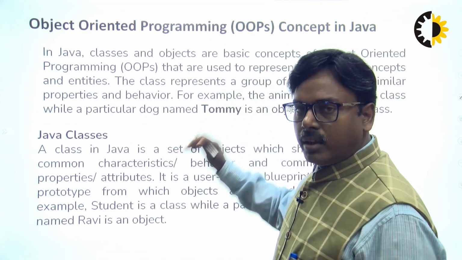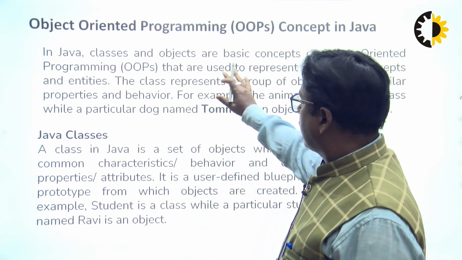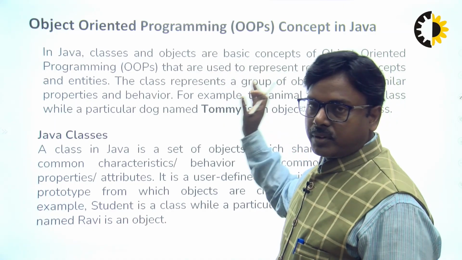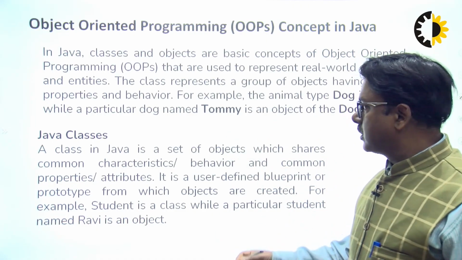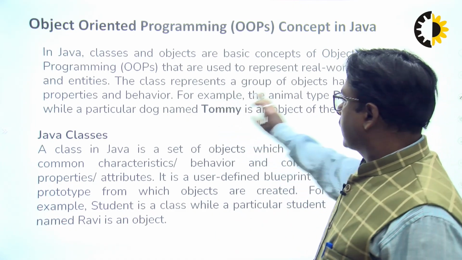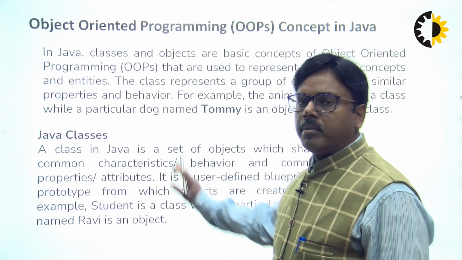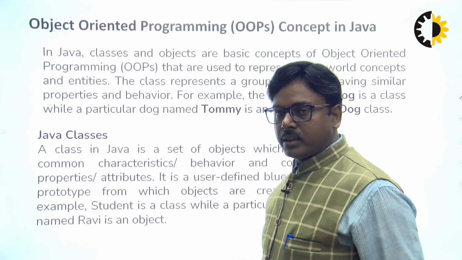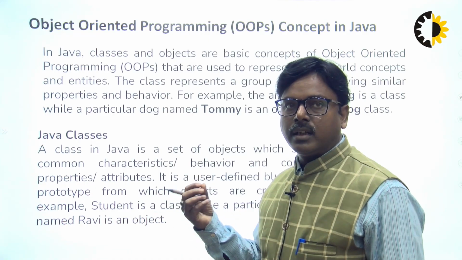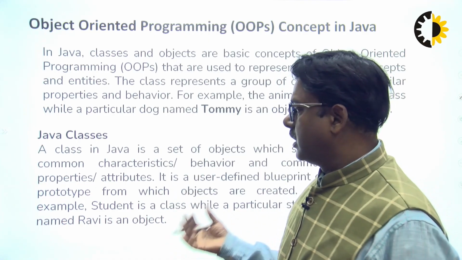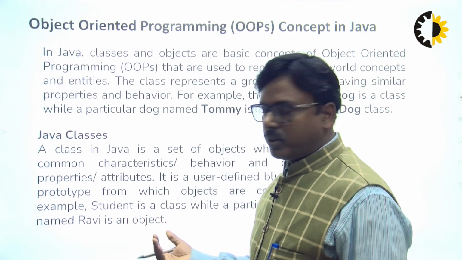We have already discussed object-oriented programming in previous classes: class and object are the main concepts of object-oriented programming, along with its basic concepts, OOPs. A class represents a group of objects having similar properties and behavior. We will not go into further explanation of classes; I will simply give you some examples which explain the words class and object here.